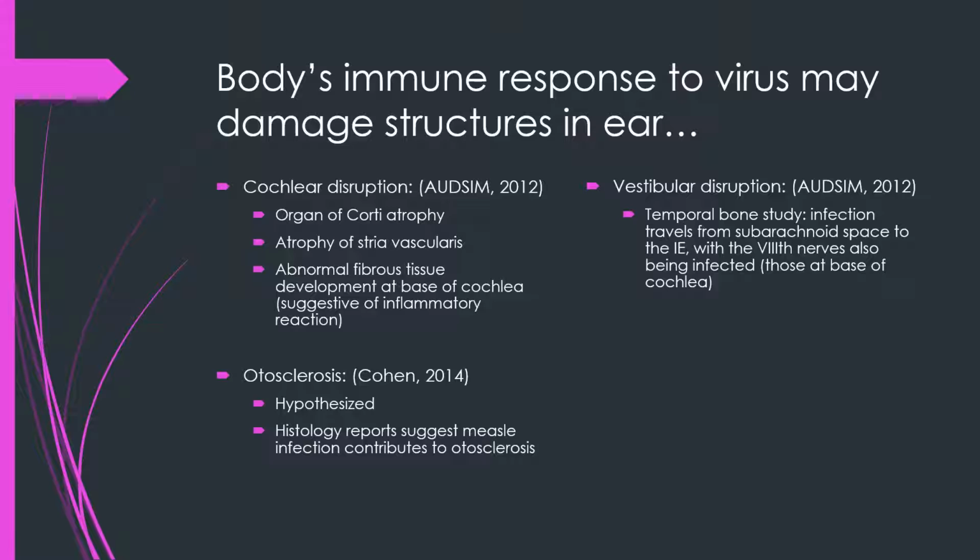Otosclerosis is also said to occur in some cases. It's hypothesized that otosclerosis occurs due to histology reports that suggest that measles infection contributes to otosclerosis. And it's said that due to inflammatory changes that occur in the ear with the disease, there is a higher risk of developing otosclerosis. And what was noted was that since the MMR vaccine, otosclerosis rates have decreased substantially.